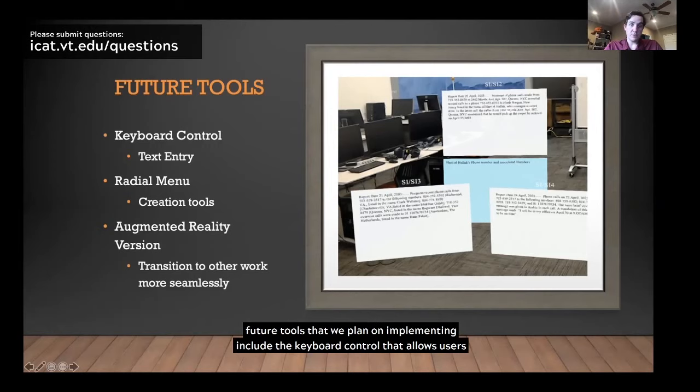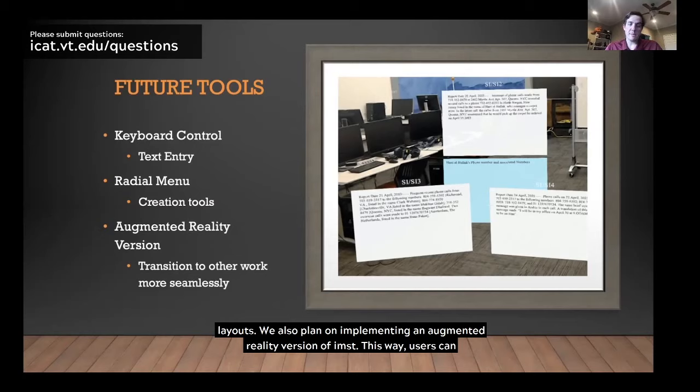In the future, tools that we plan on implementing include the keyboard control that allows users to more easily enter their own data and their own thoughts and create labels and notes by themselves. This is going to be on a wheeled cart so they can move it around as they move throughout the area. We also implemented a radial menu so that they can create their own labels and free-floating notes more easily, as well as save and load their layouts.